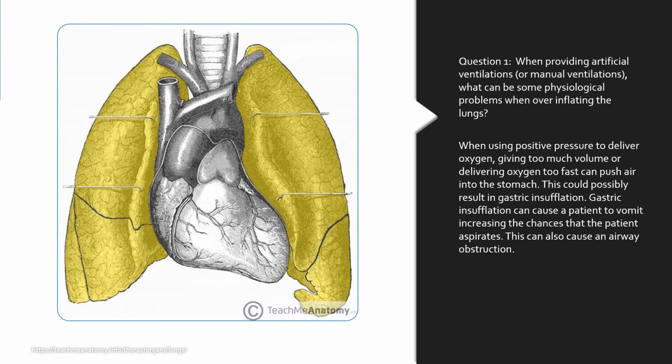Question 1. When providing artificial ventilations, what can be some physiological problems when overinflating the lungs? What I found was when using positive pressure to deliver oxygen, giving too much volume or delivering oxygen too fast can push air into the stomach. That can result in gastric insufflation. That can cause a patient to vomit, increasing the chances that they aspirate. Can also cause an airway obstruction.